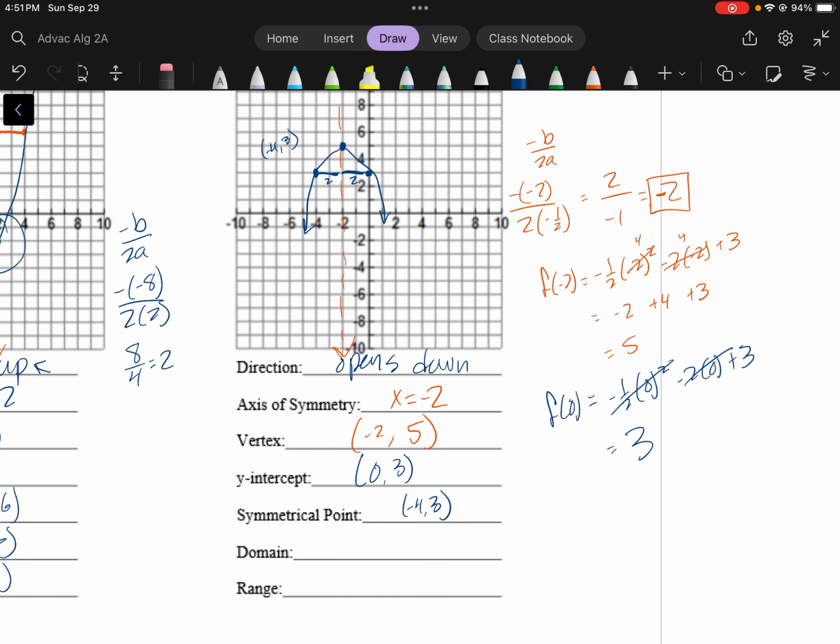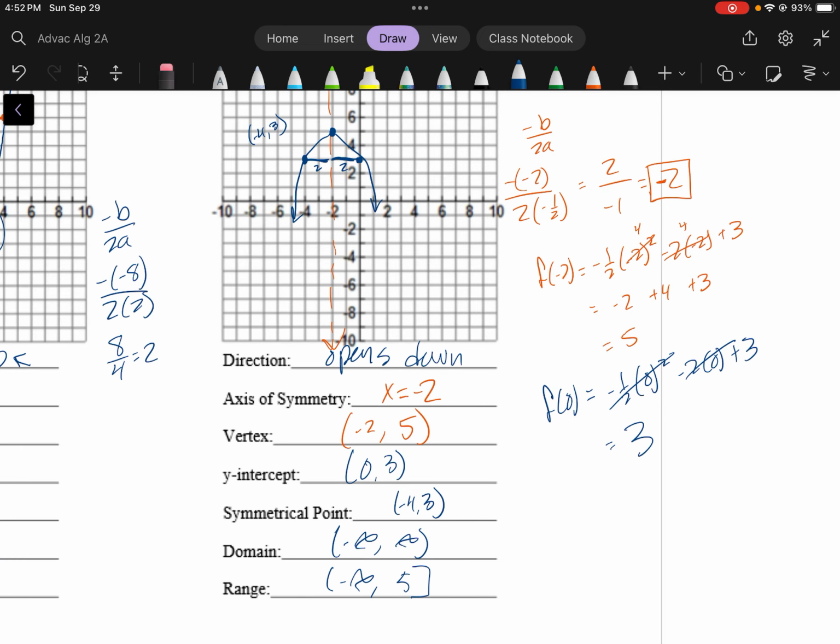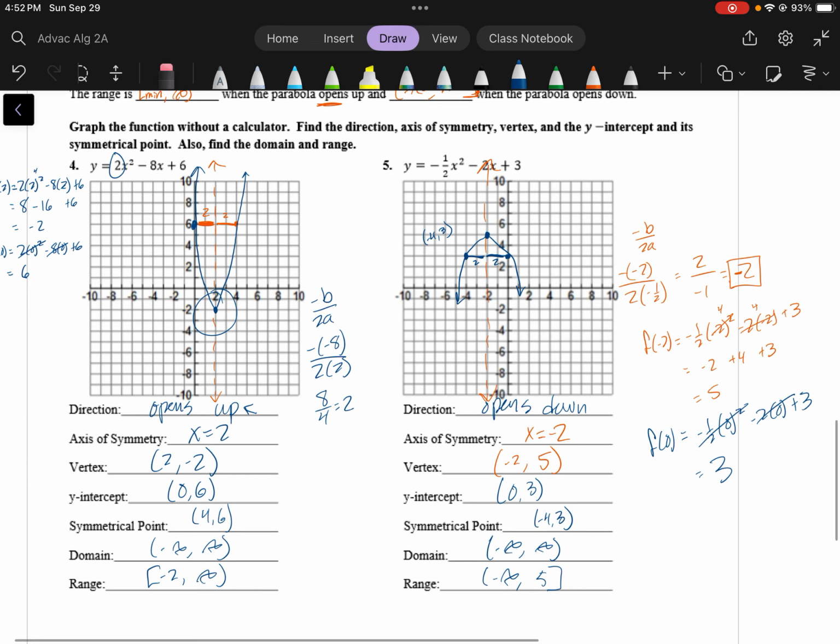We can find our domain and range. Domain is always negative infinity to infinity. And then the range now would be the maximum at 5. So we have the lowest point being negative infinity all the way up to 5 with a bracket. And so that's all the information that we need to know.